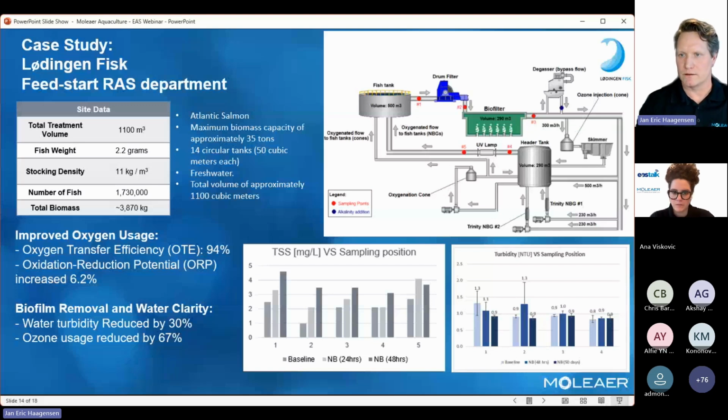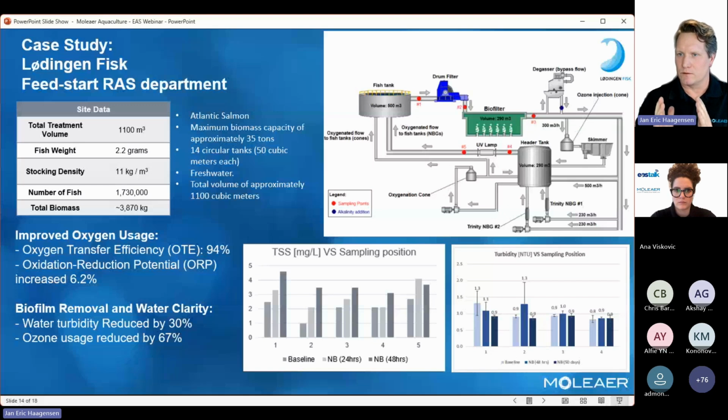First thing that we looked at was our efficiency. The oxygen transfer efficiency that we established at this site was 94%. And we were able to show an oxygen reduction potential increased by 6.2%.